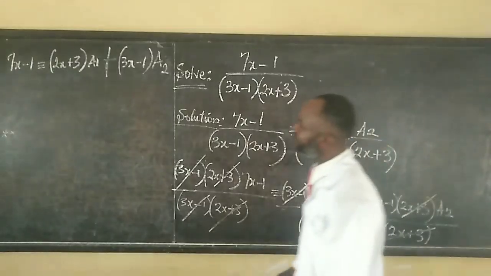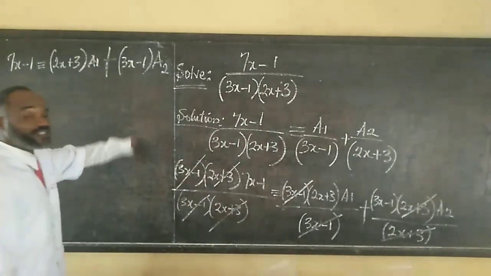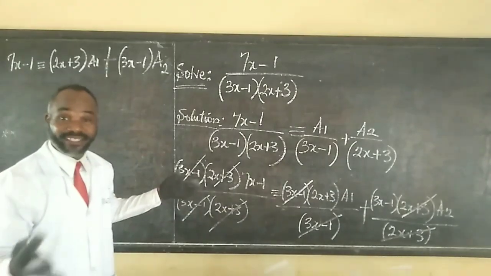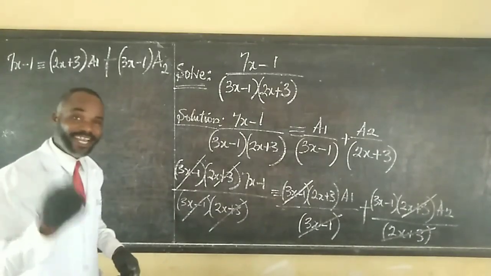Now let's go on. So what do we do? We clear brackets and equate where necessary. Find the values of A1 and A2.